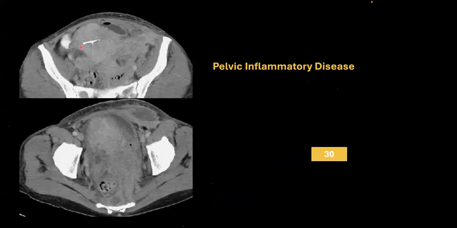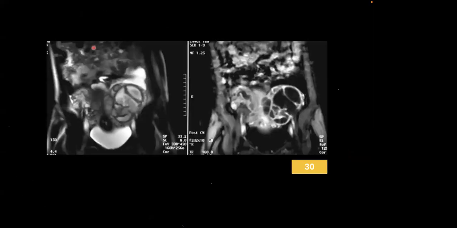And this was, yes, an IUD was there, but you can see the uterus is also looking bulky. There is fat stranding, there are some adhesions also. So this is a typical pelvic inflammatory disease. Here also we can see there is free fluid, there are adhesions and loculations.